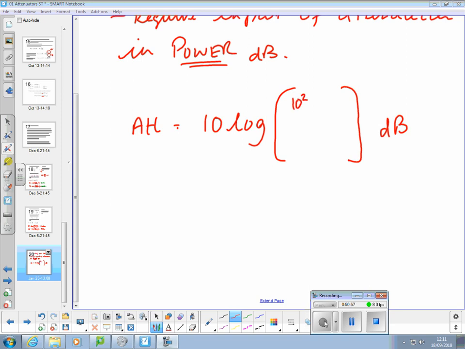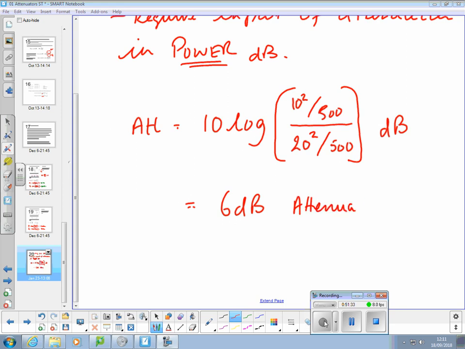N squared over 500. Yeah, V out squared over Z out. Yep, and the answer is, so 10 times the log of that lot. Minus 6, but that indicates a negative gain. So there's an attenuation level of 6 dB attenuation. So to calculate, you need to strip the negative value off.